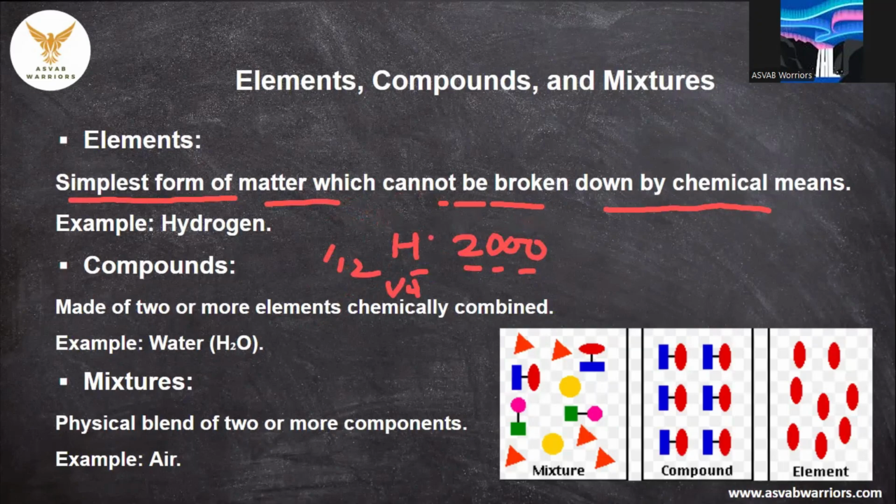So the simplest and basic unit of an element, of a material or substance, right? So this is called an element. The simplest one is the atom of that particular element.